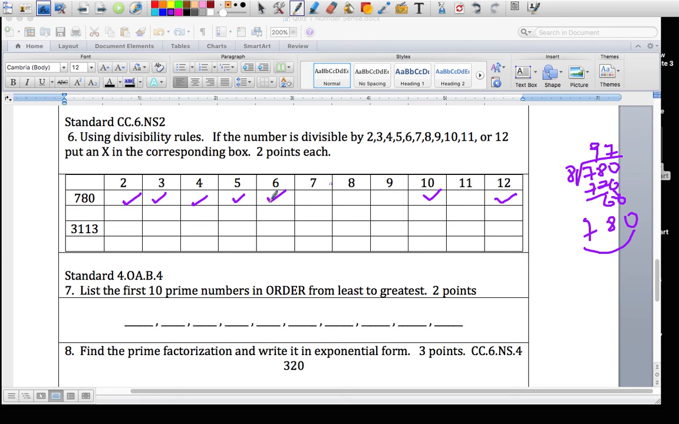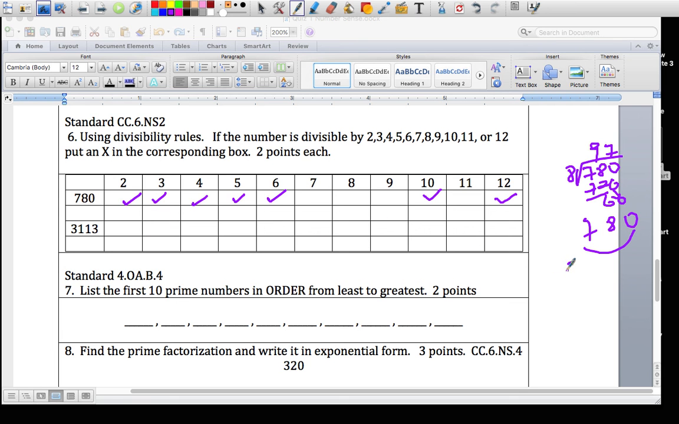Okay. Let's go 3, 1, 1, 3. By 2, no, not even. By 3, if you add the digits here, it equals, let's see, 4 plus 4 is 8, which is not a multiple of 3. Doesn't work. 4, look at the last two numbers, doesn't work. 5, not 0 or 5. For 6, it didn't work for 2 or 3, so don't worry about it.